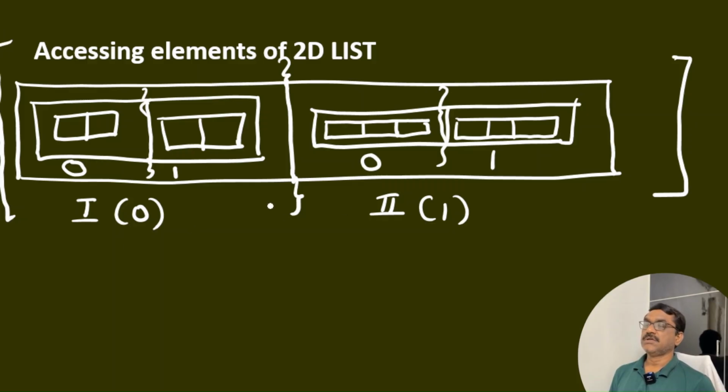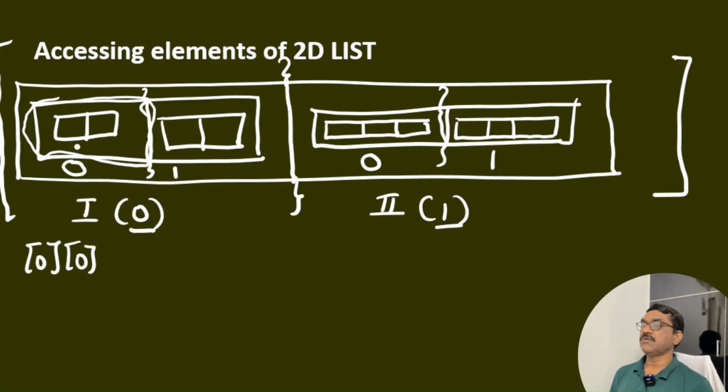Carefully listen to this. At the beginning stage, the entire list consists of how many parts? Two parts. This is outer 0 and outer 1. This outer 0, the first big box, is divided into how many parts? Two parts. So how to access this part? To access this part, we use the notation 0. This is the zeroth part of this list.